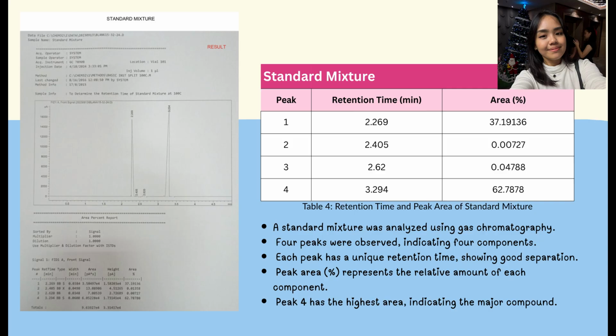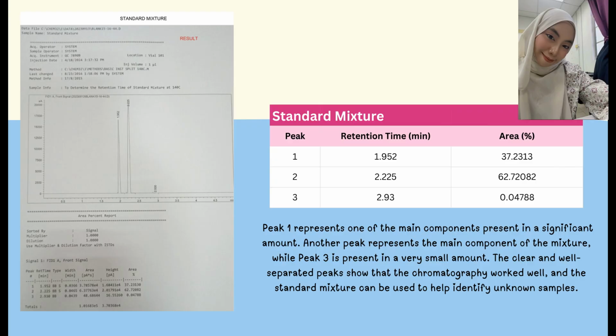It is also important to look at the peak area percentage, as this represents the relative amount of each component in the sample. So in this case, peak 4 has the highest area at over 62%, identifying it as the major compound in our standard mixture. Okay, so for this standard mixture, peak 1 represents one of the main components present in a significant amount. Another peak represents the main component of the mixture, while peak 3 is present in a very small amount. The clear and well-separated peaks show that the chromatography works well and the standard mixture can be used to help identify unknown samples.